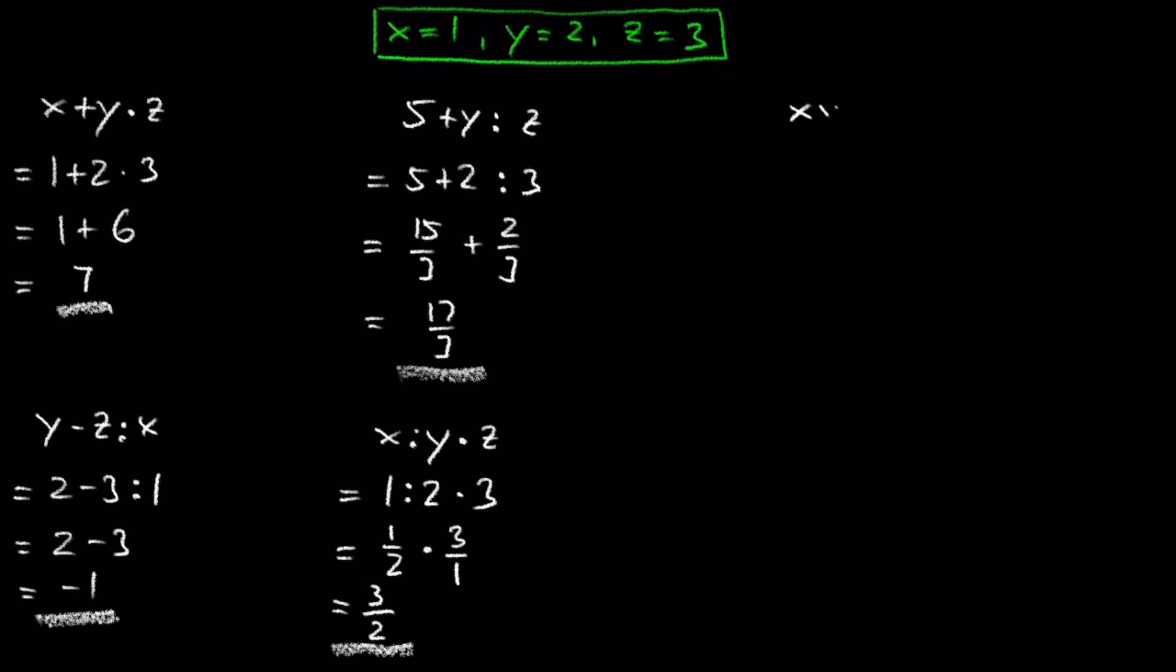xy divided by z is equal to 1 times 2 divided by 3. Multiplication comes first, so 1 times 2 is 2. And we get 2 over 3.